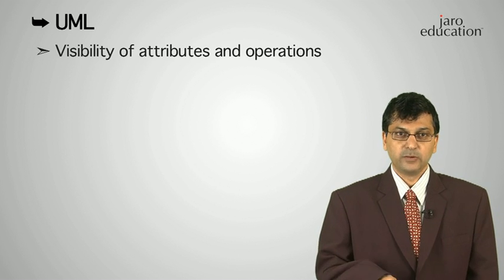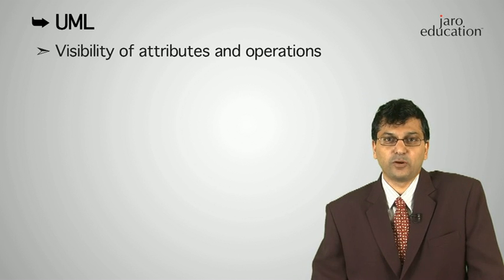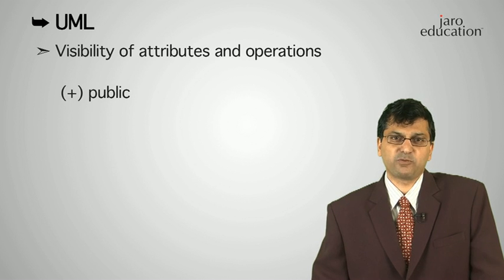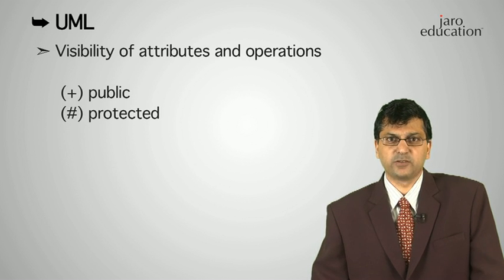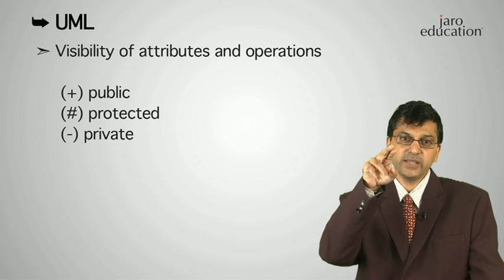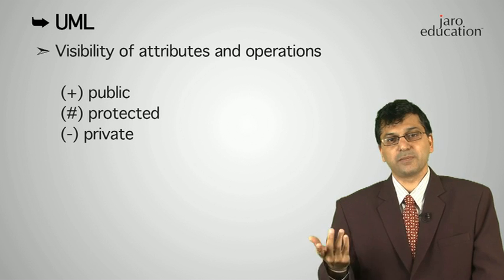So in UML, the way to represent the scope or access of methods or properties is: plus stands for public, the hash sign stands for protected, and minus stands for private. So if a class is defined, and in it you see a method name preceded by a plus, it means it's a public method.